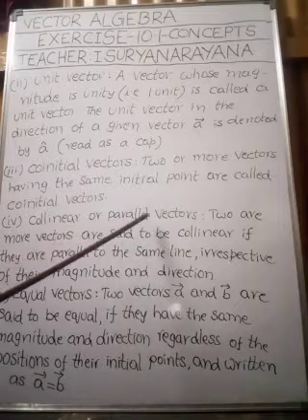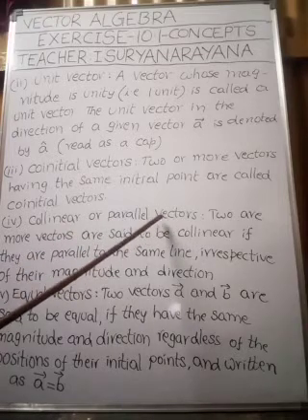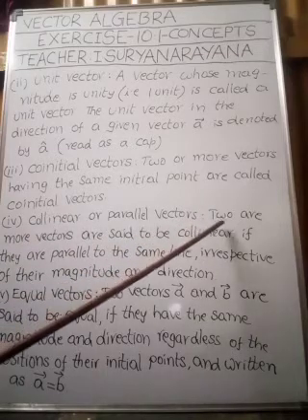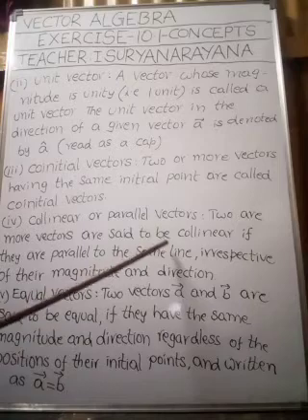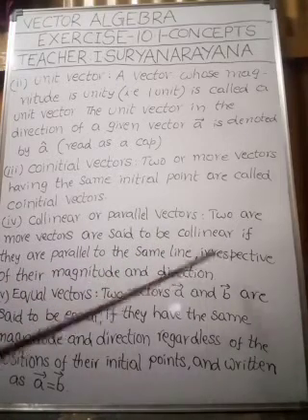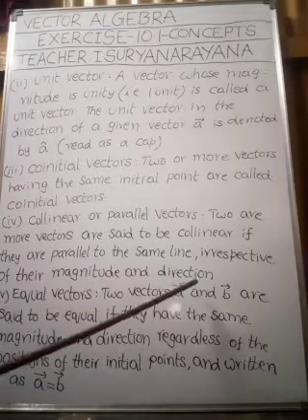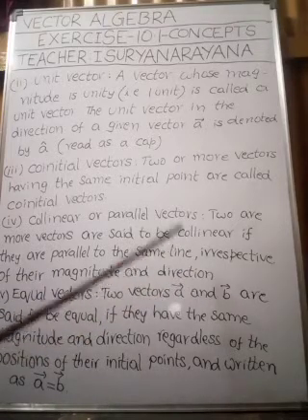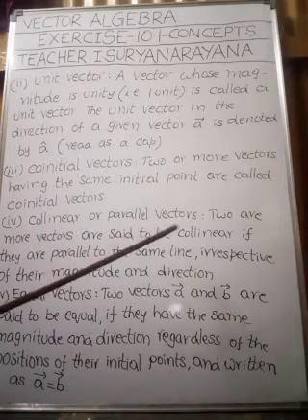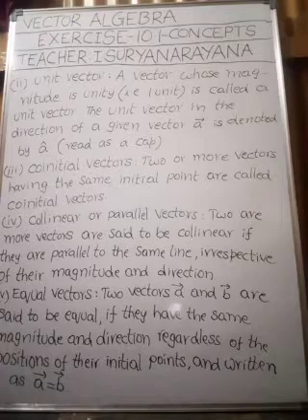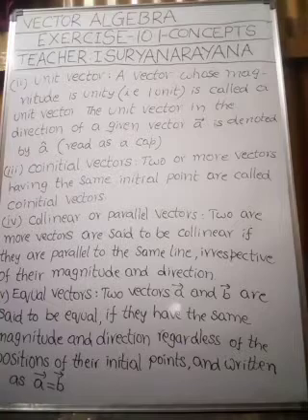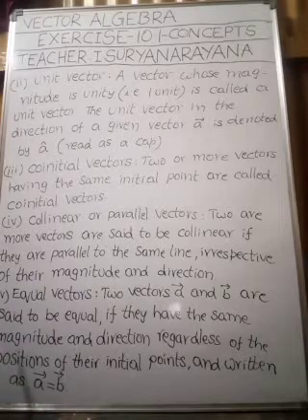Right. Now come to the next type of vectors. Collinear or parallel vectors. Two or more vectors are said to be collinear if they are parallel to the same line, irrespective of their magnitude and direction. Understood this point, my children? What is meant by collinear vectors or parallel vectors? If two or more vectors are parallel to the same line, then the vectors are said to be collinear vectors or parallel vectors. Okay, my children?